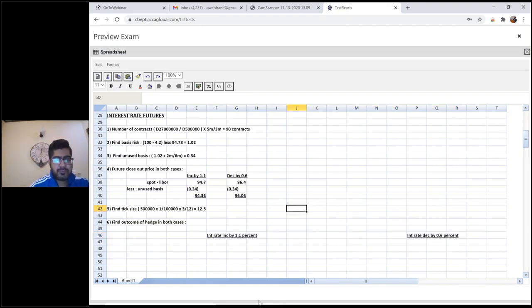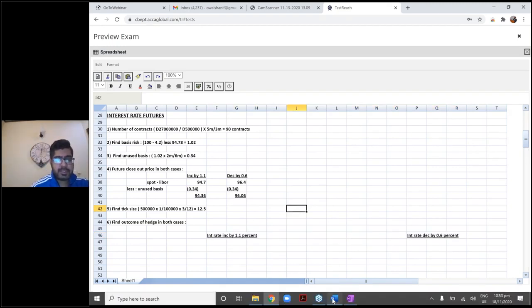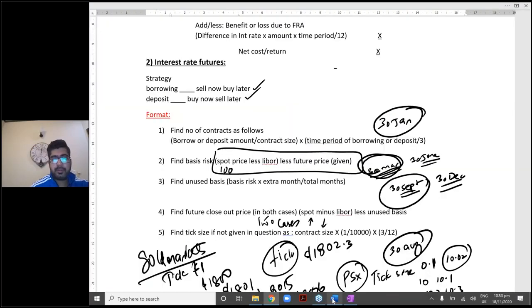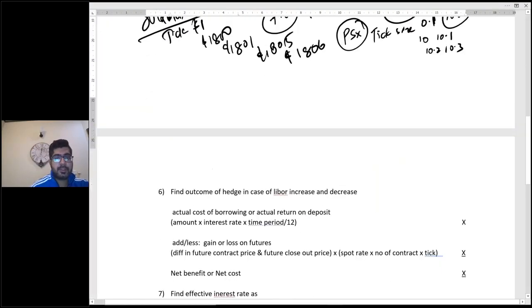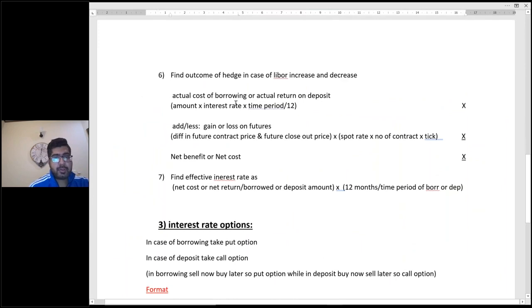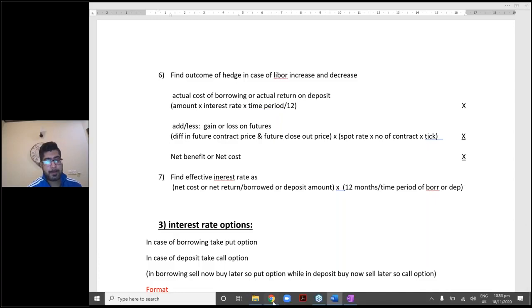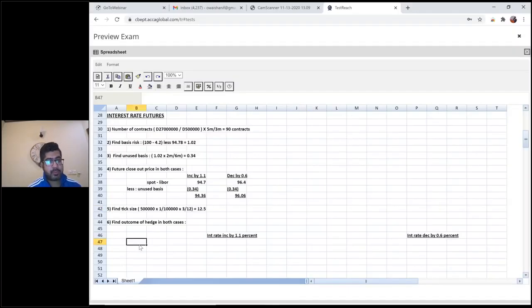Okay, so what is the format of outcome of hedge in both cases? Firstly, the same thing, actual cost of borrowing or actual return on deposit. So it's a deposit case, you will write actual return on deposit and then add or less gain or loss on futures, net benefit, net cost. Okay, it's the same thing.